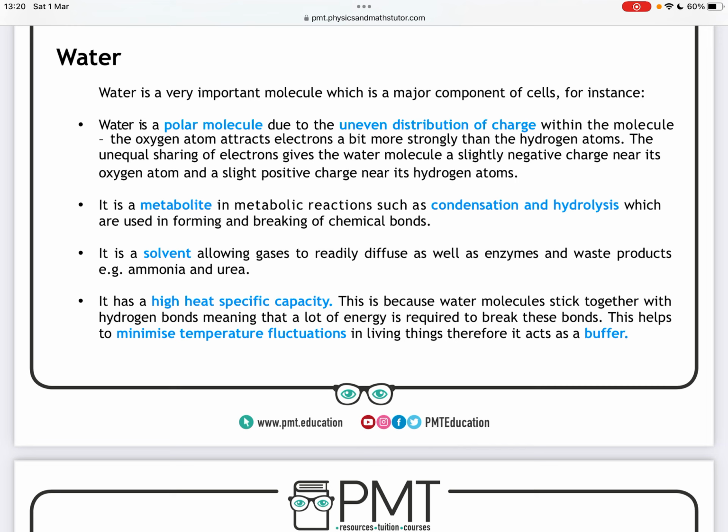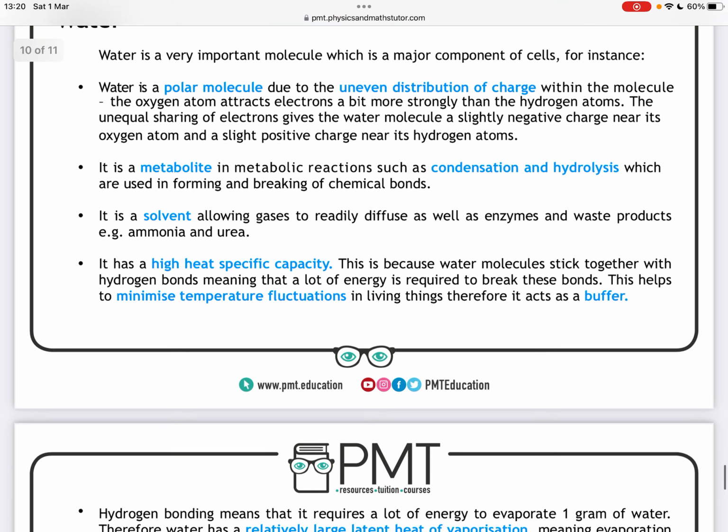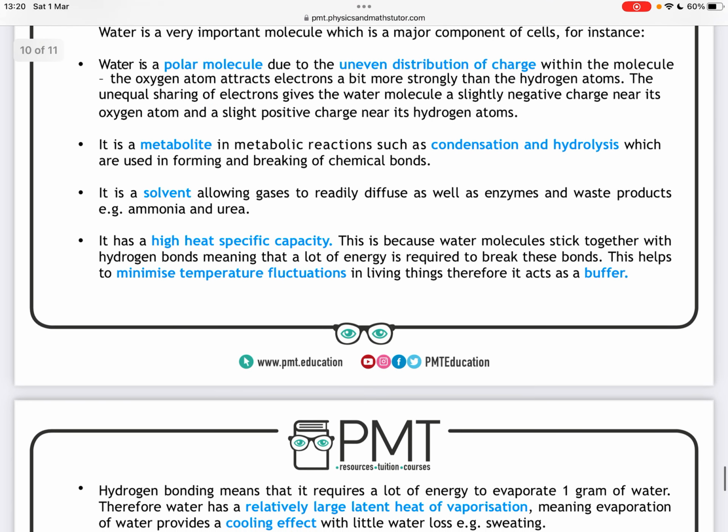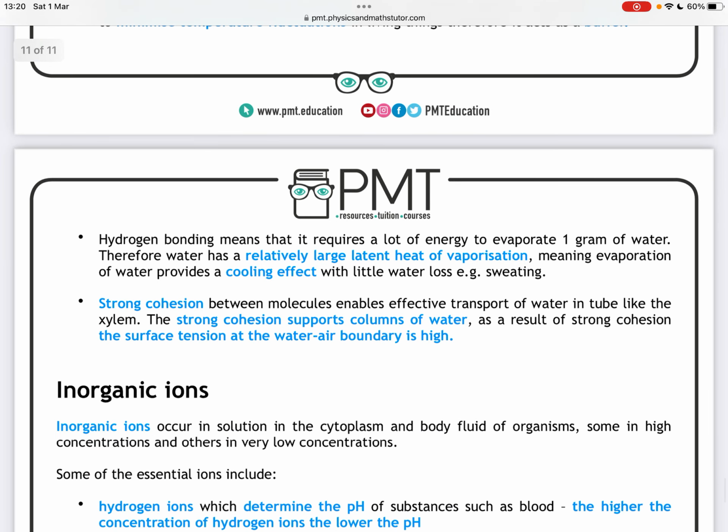This is because water molecules stick together with hydrogen bonds, meaning that a lot of energy is required to break these bonds. This helps to minimize temperature fluctuations in living things, so it acts as a buffer. Also, hydrogen bonding means that it requires a lot of energy to evaporate 1 gram of water. Therefore, water has a relatively large latent heat of vaporization, meaning evaporation of water provides a cooling effect with little water loss, for example sweating. The strong cohesion between molecules enables effective transport of water in tube-like xylem, and the strong cohesion supports a column of water. As a result of strong cohesion, the surface tension at the water-air boundary is high.